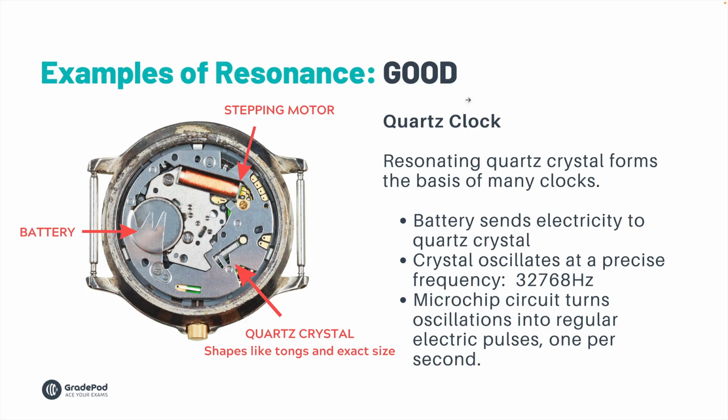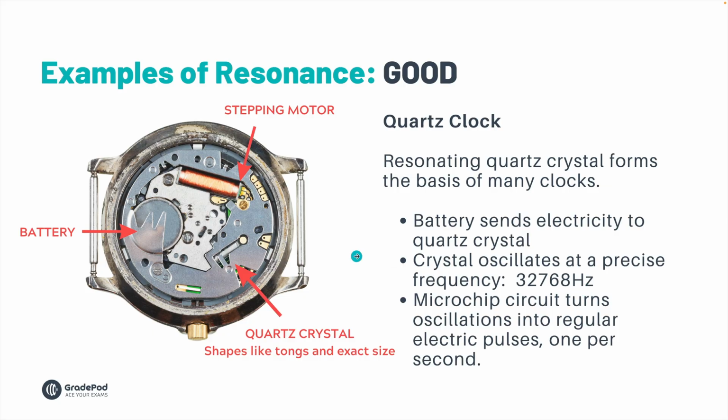An example of good resonance is a quartz clock or a quartz watch. And the thing that resonates within this is the quartz crystal. Let me talk you through how this works. We have a battery, and that battery sends a small electrical pulse to the stepping motor. This stepping motor steps up the voltage of the pulse. The pulse is set to a very specific frequency.